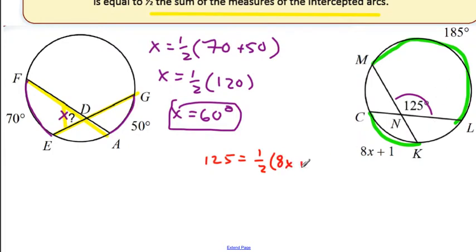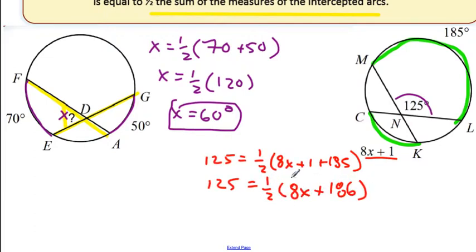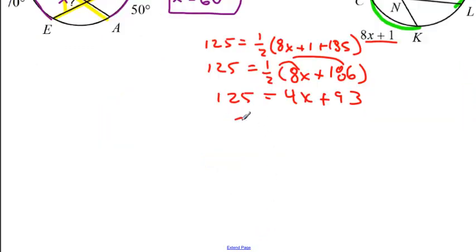So we're going to get 8x plus 1. That's the first arc. The second one is 185. We're going to add them all together and combine some like terms. We get 8x plus 186. Can we distribute? Everybody loves to distribute. We get 4x plus 93. If I subtract 93 from each side, we get 32 equals 4x, and x equals 8.